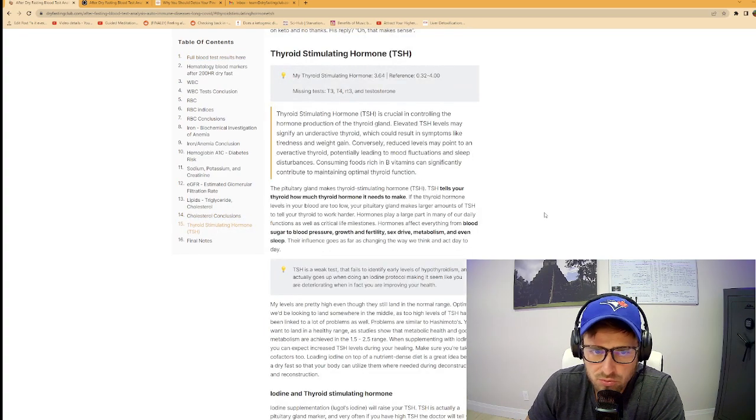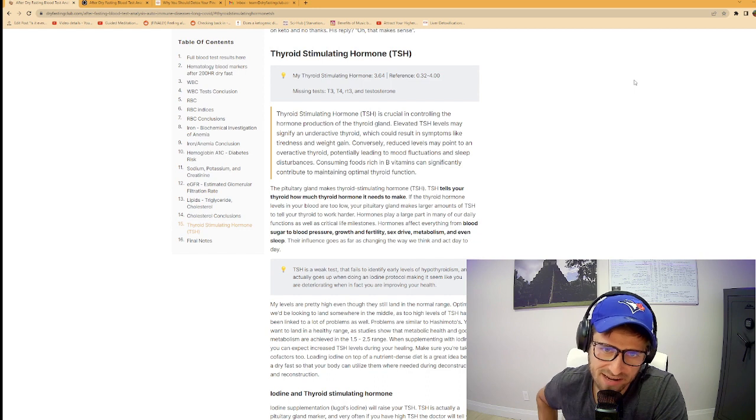Now we're going to jump to thyroid stimulating hormone, which is TSH, and basically thyroid health in general. There are a few different tests that I would have loved to add into this. If you have the opportunity, look into getting tested for your T3 and T4 levels, maybe testosterone, and also free T3 and free T4. Those are free floating in the blood.